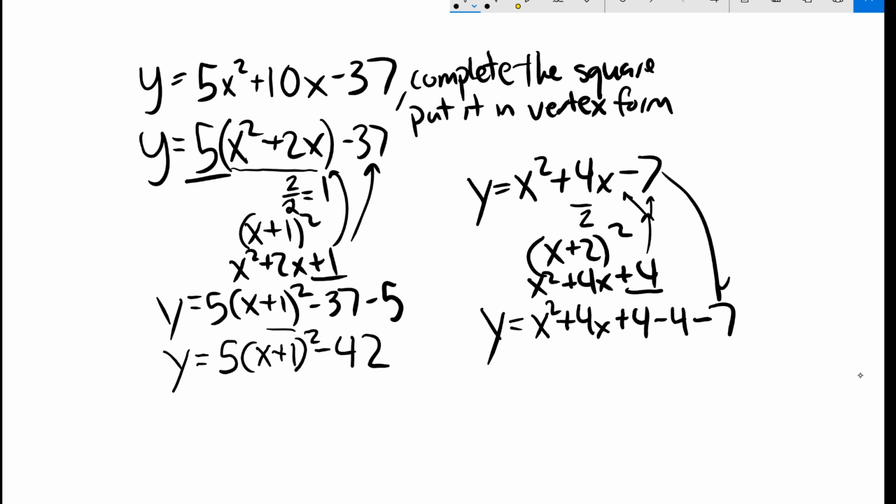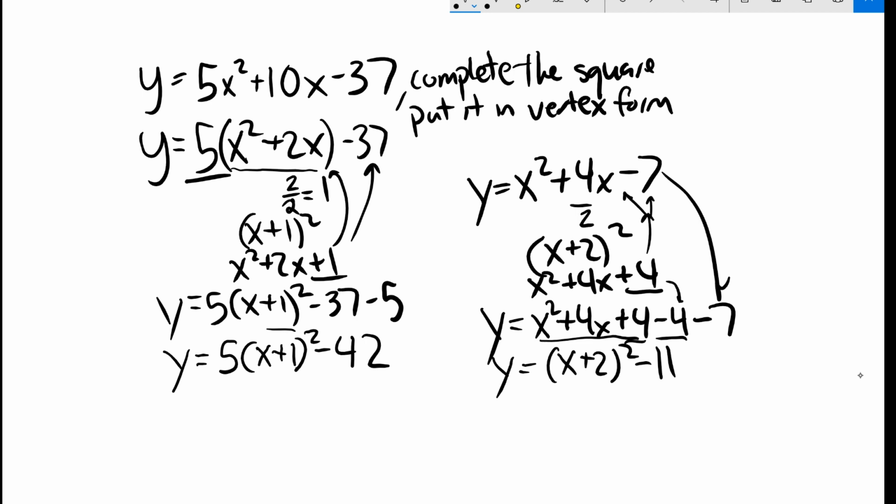Where this minus 7 is this, and this minus 4 is for this plus 4, because I just added in this 0 equality to make it so I could complete the square. And you just get y equals x plus 2 squared, because that was the whole point of doing this, and minus 11.